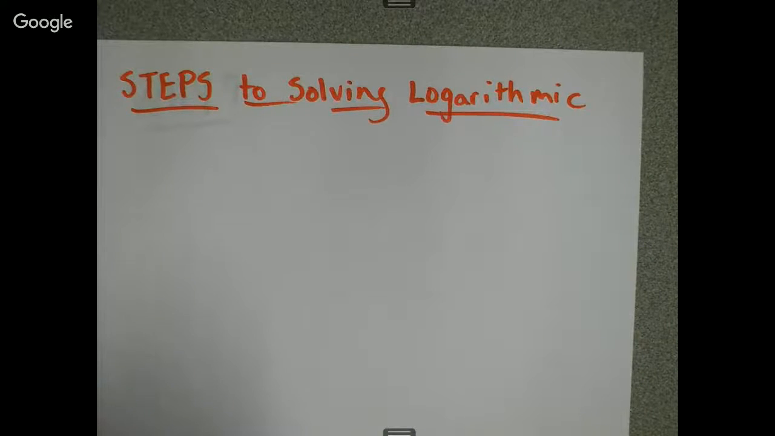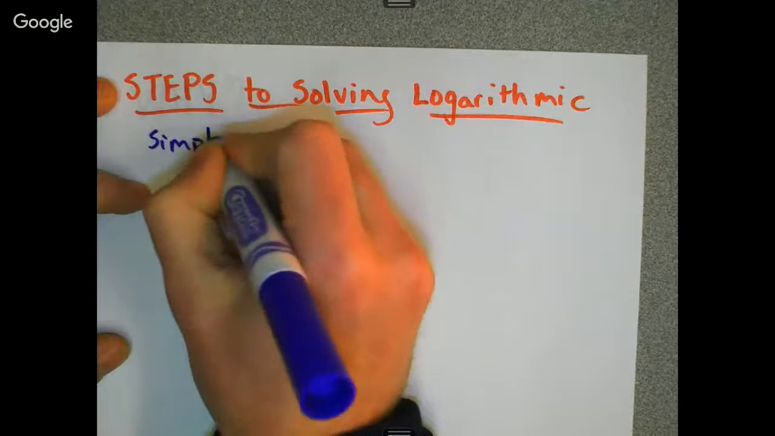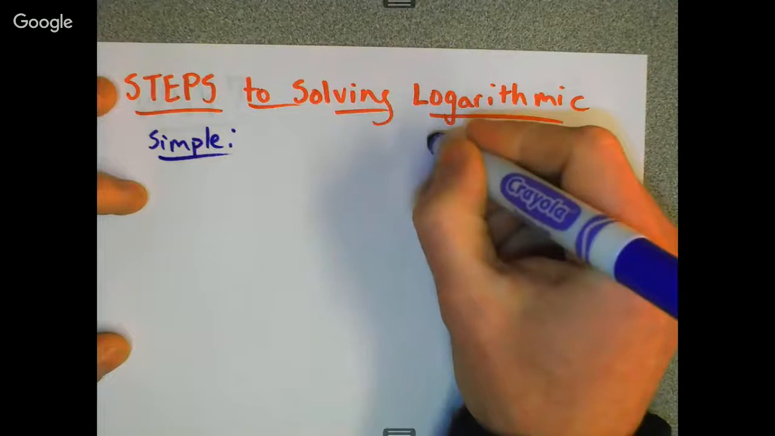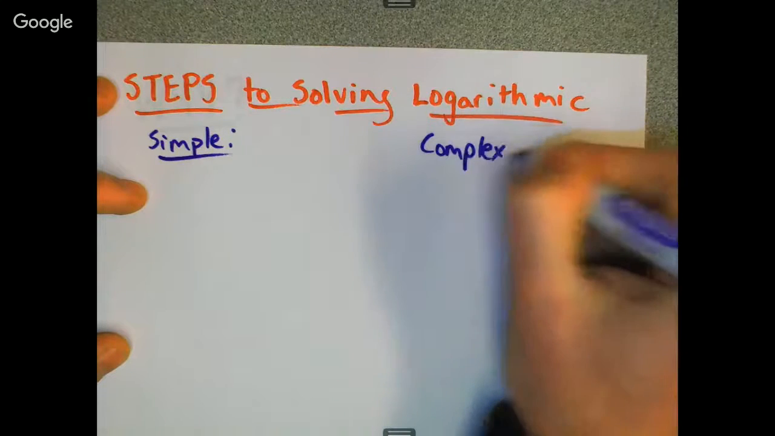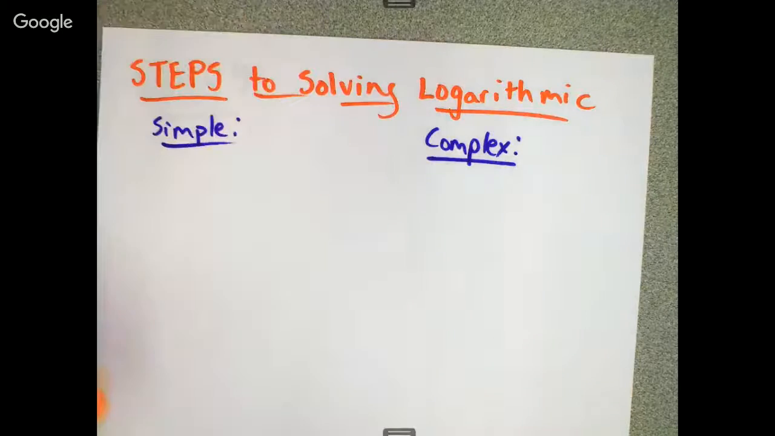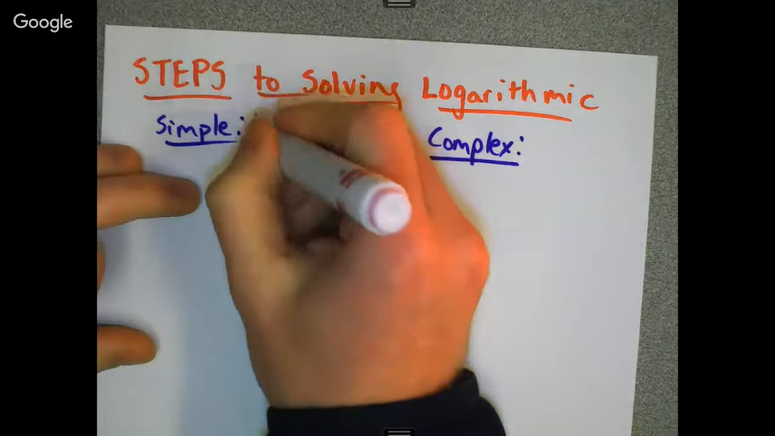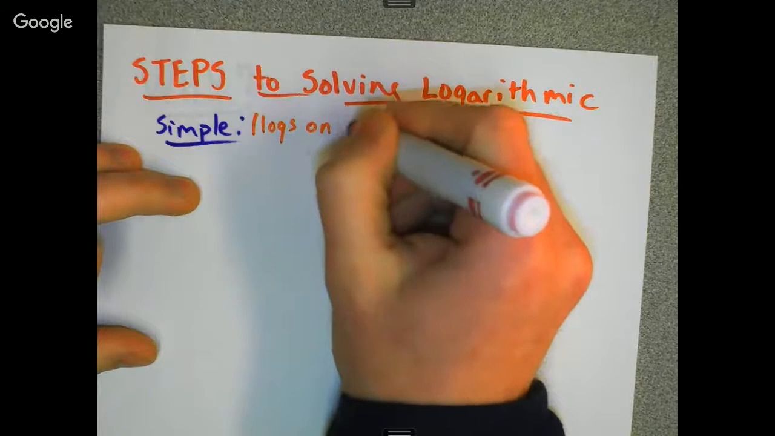Okay, so now we want to look at steps in solving logarithms. Again, we have both the simple and the complex, or complicated. And they're going to be kind of the same as what they were with exponentials. So with the simple, we're going to have logarithms on both sides.